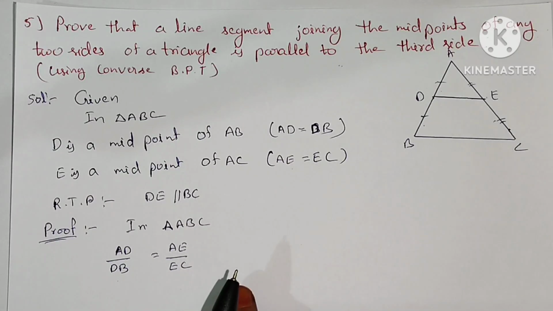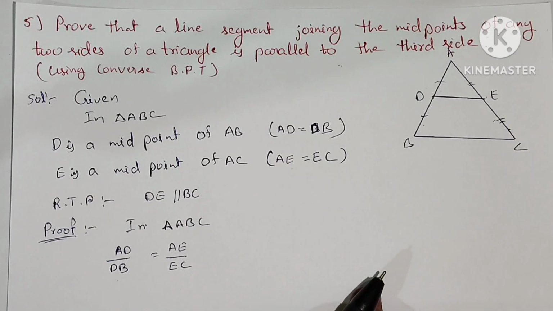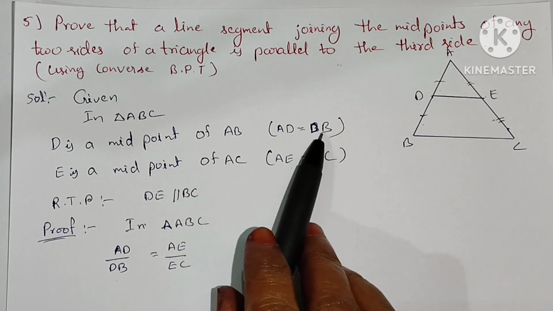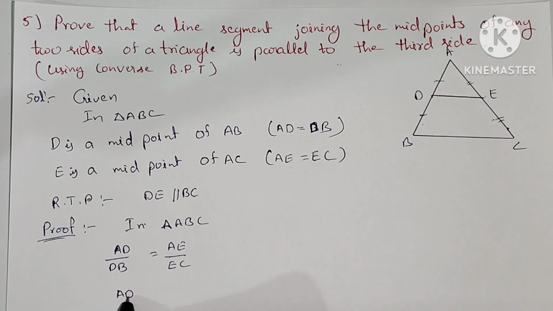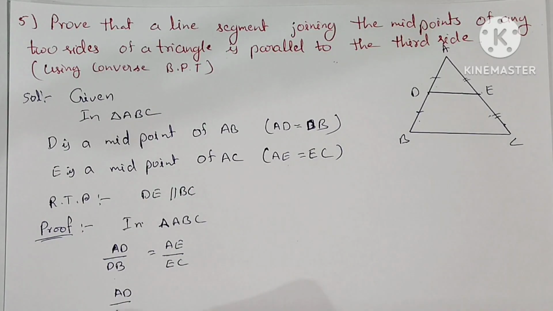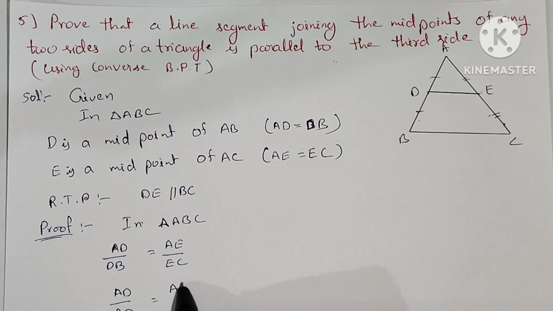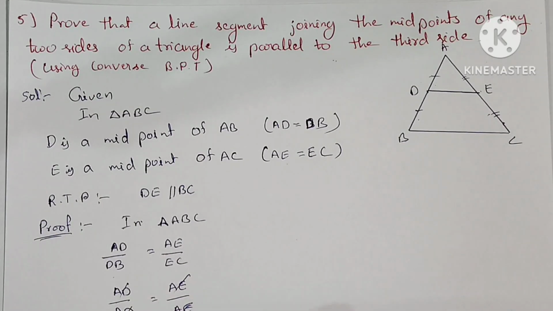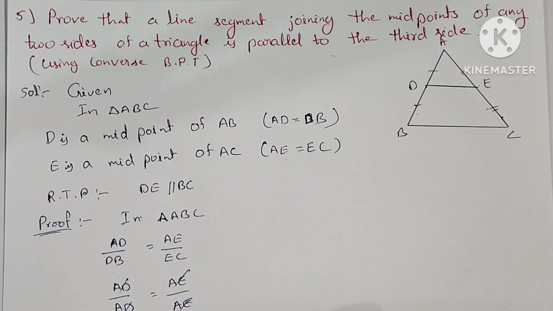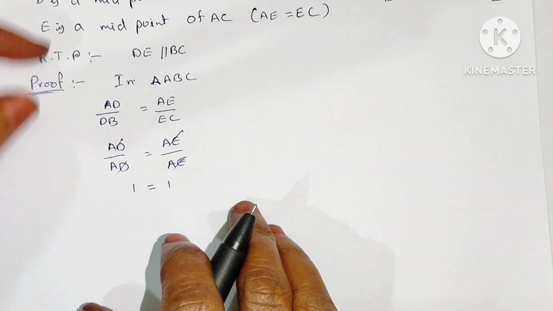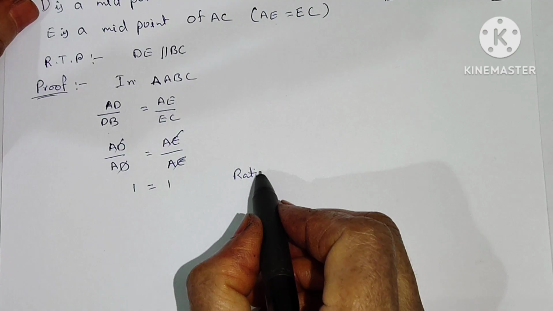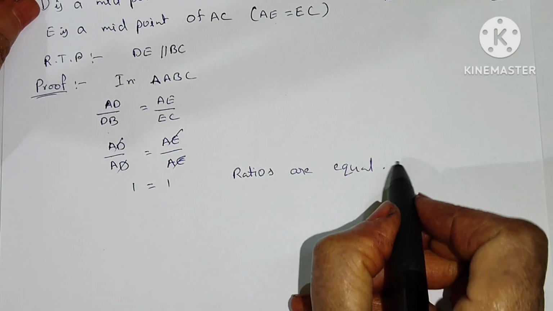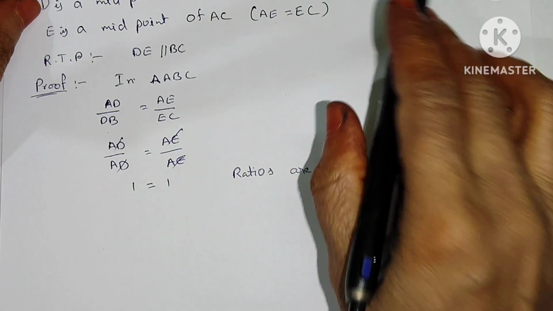Here we use the converse of the basic proportionality theorem. Since AD equal to DB, AD by DB equals AD by AD, and AE by EC equals AE by AE. These two get cancelled. Here 1 equal to 1, which means these two are equal. So the ratios are equal, and equal ratios means these two are parallel.